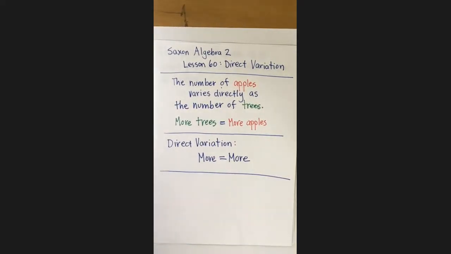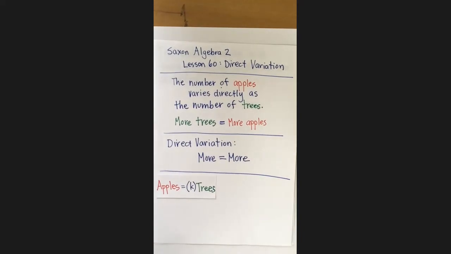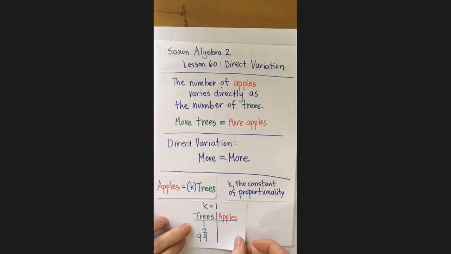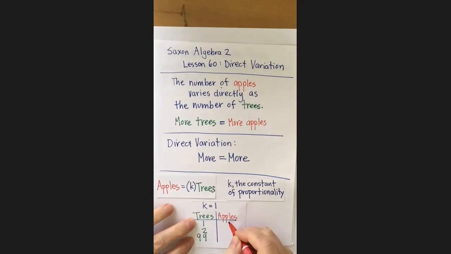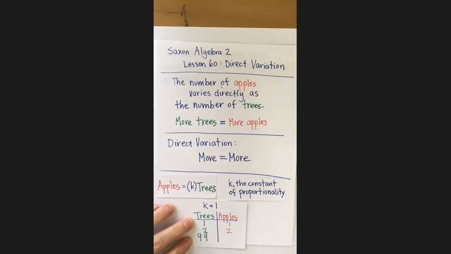Now, we would write that expression in algebra like this: apples equals K times the number of trees, where K is the constant of proportionality. Now, it works like this. When K is equal to 1, if you have one tree, you're going to have one apple. If you have 2 trees, you're going to have 2 apples. And if you have 99 trees, you're going to have 99 apples.